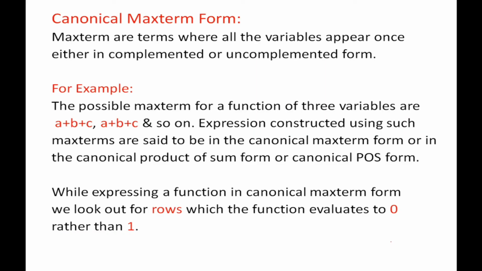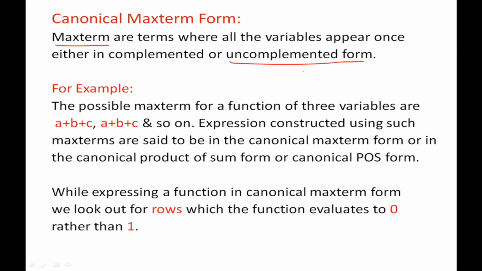Fine. So the next part that we are going to understand is the canonical Maxterm form. So we have two forms. One is the min term form and another one is the Maxterm form. We have already understood what the min term form is. Let us understand what we mean by the Maxterm form. Maxterms are terms where all the variables appear once either in complemented or in uncomplemented form. So the definition almost remains the same as for the min term. Instead of min term, we write max term.